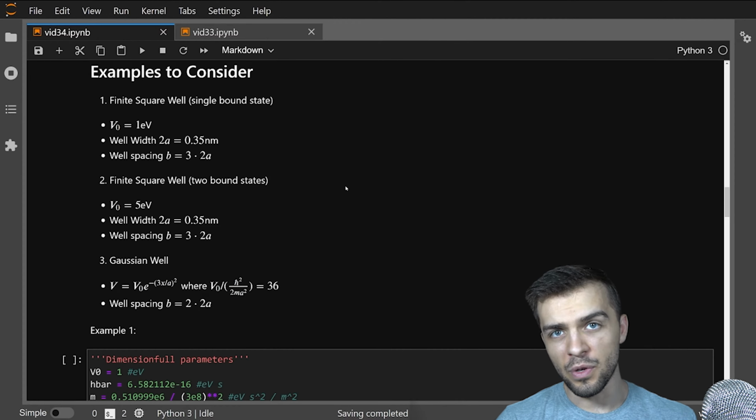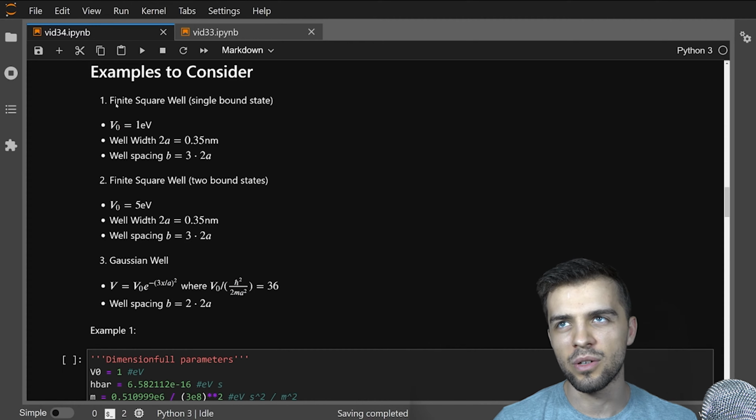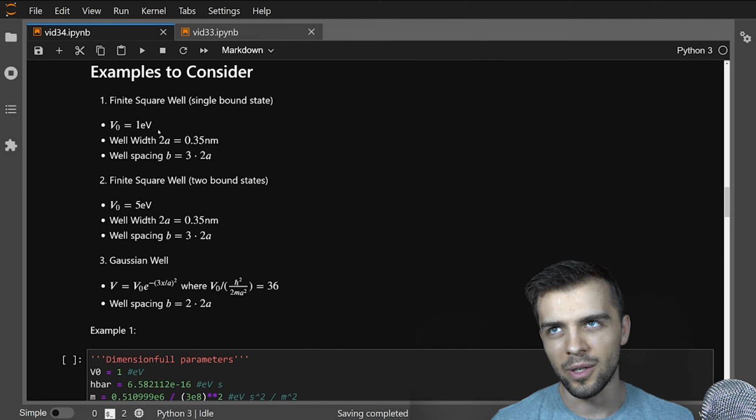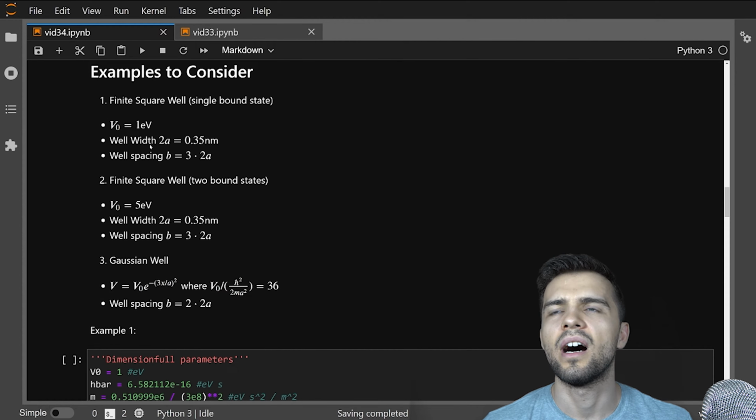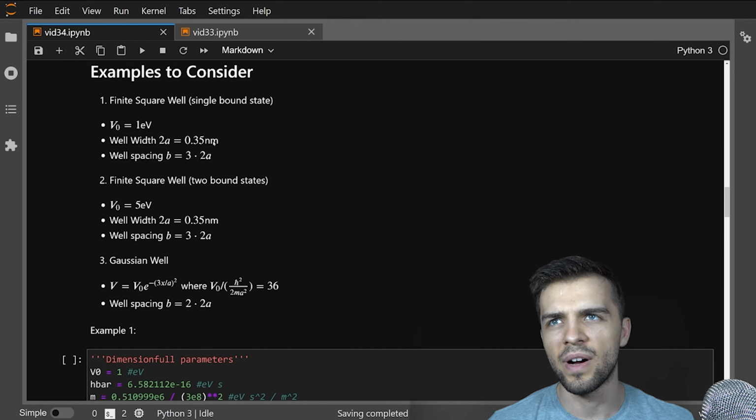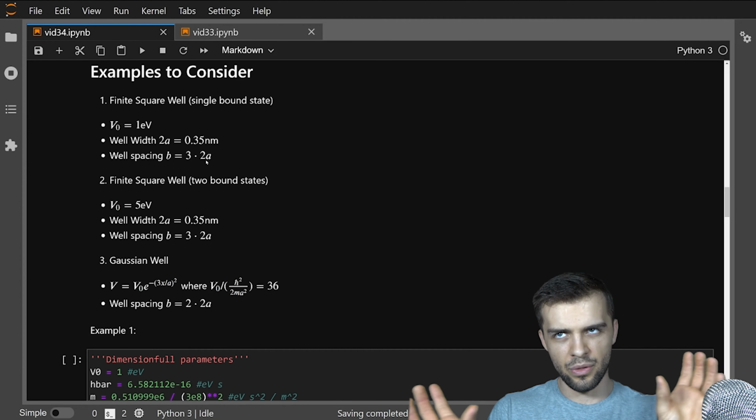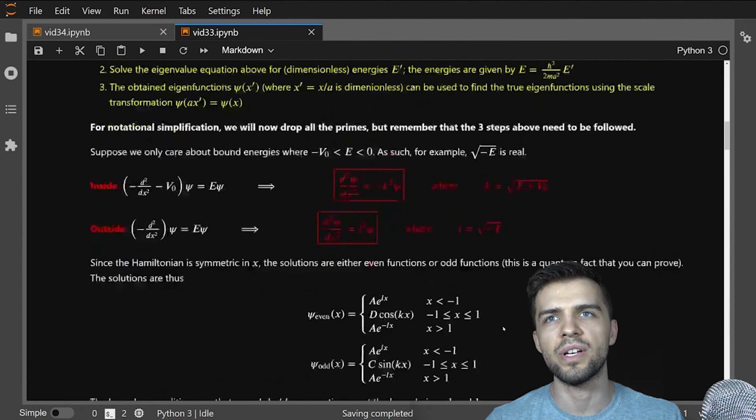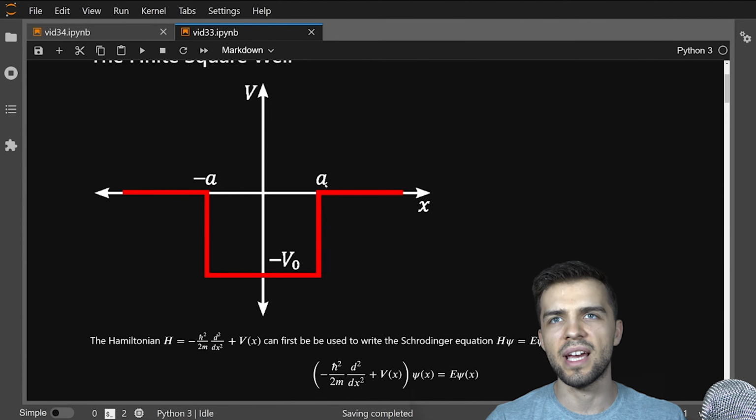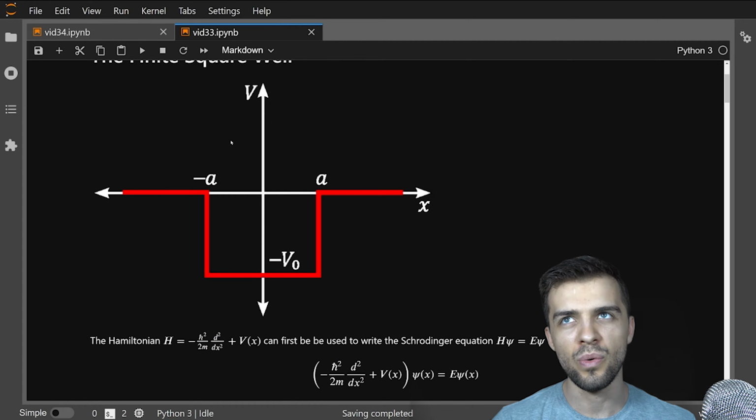So I'm going to consider a few examples in this case. The first thing we're going to do is look at the finite square well. V naught is 1 electron volt. That's the potential. The well width is going to be 0.35 nanometers, and the spacing is going to be 3 times the width of the well. So 2a, remember the way I defined the well in this older video was it goes from negative a to a, so the width of the well is 2a.